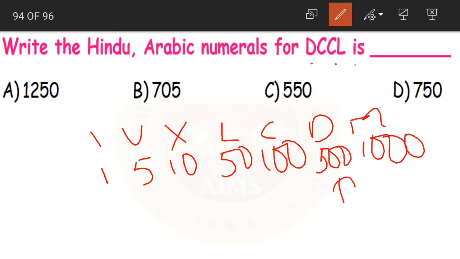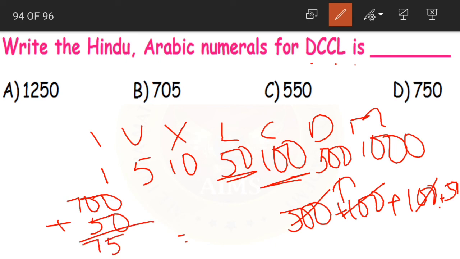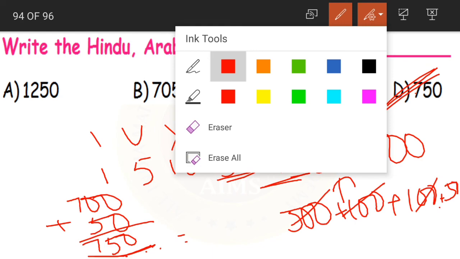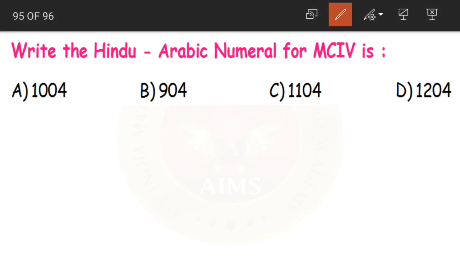Yes children, DCCL. What does D mean? D means 500. C means 100. 2 times of 100, so 100 plus 100. And then we have L. L means 50. So what will this be? 500 plus 100, 600. 600 plus 100, 700. And then we are having 50. So when we add, the answer will be 750. That is option D. Okay. So the Hindu-Arabic numeral for DCCL is 750. Option D. Clear children?